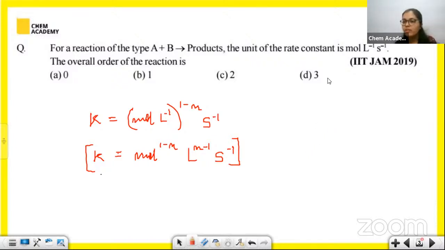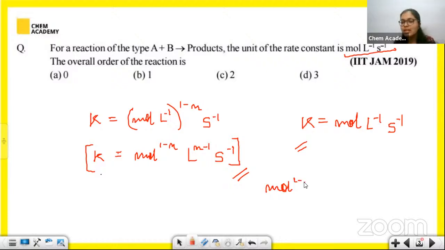Here we have been given this value of rate constant. The K that we have been given is mole, liter inverse, second inverse. So if we have to determine the order by simply equating the standard equation by the given equation, we can determine the order very easily. So let us compare the mole from the standard equation with the given equation. So how can we do that? Mole 1 minus N is equal to mole raised to the power 1. On equating this, we will get 1 minus N equals 1. Therefore, we will get N equals 0.